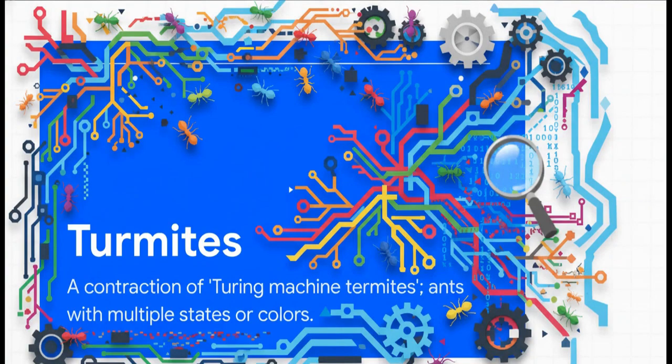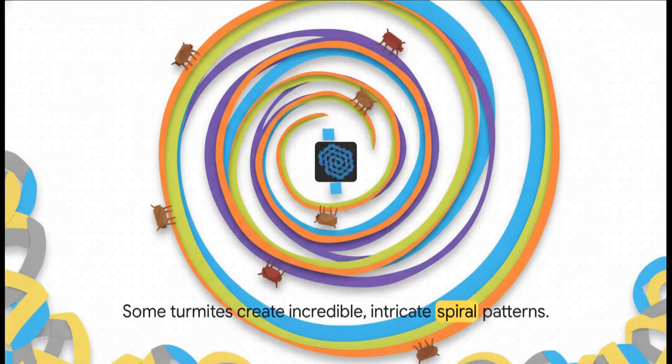And we can take this even further. Researchers have generalized this whole idea into something they call termites, which is a fun mashup of Turing machine and termite. These are basically ants that can use way more colors and can even have their own internal moods or states that change their behavior. And that leads to an explosion of complexity. For example, you can get termites that don't build highways at all. Instead, they build these incredible, intricate spiral patterns that grow outwards forever.